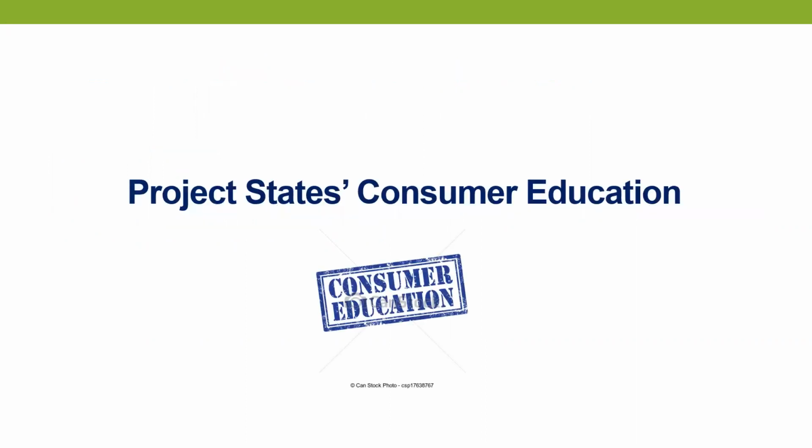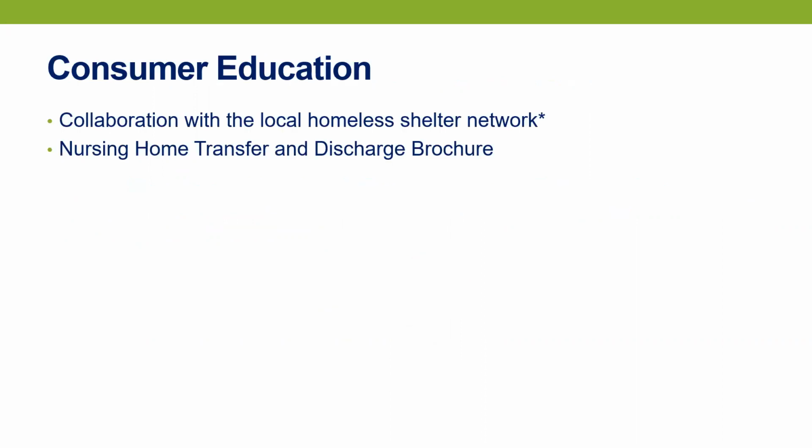In terms of Project State's consumer education, we're looking at one particular state, Ohio, which had a collaboration with the local homeless shelter network. Is anyone from Ohio on that could speak to this? Okay, no, we can table that one as well. That was a very interesting collaboration I'd like to be able to share with you all. And the next is a nursing home transfer and discharge brochure that Oklahoma had developed based on the information that the Resource Center had, but developed quite a nice, kind of a thick brochure that explains residents' rights throughout the transfer and discharge process.